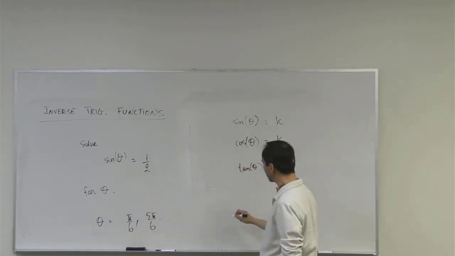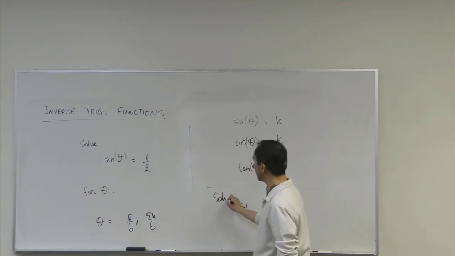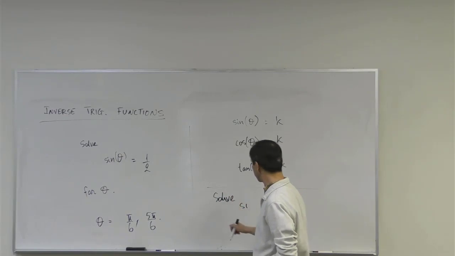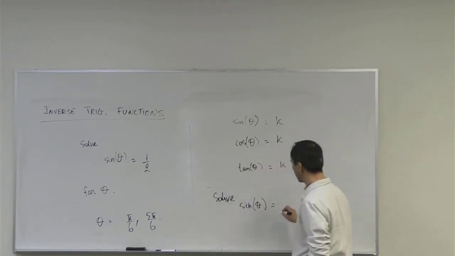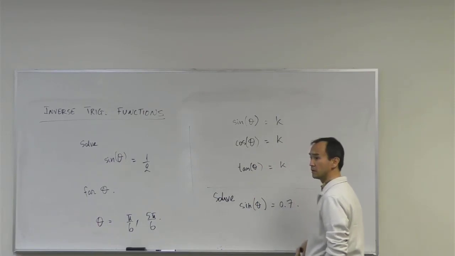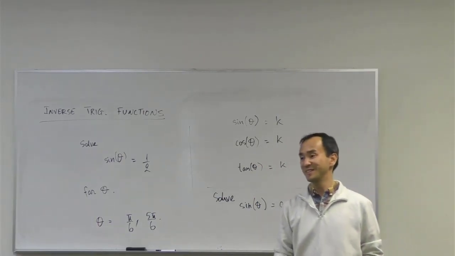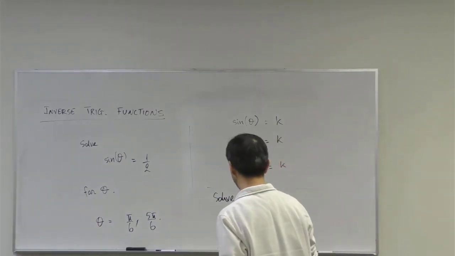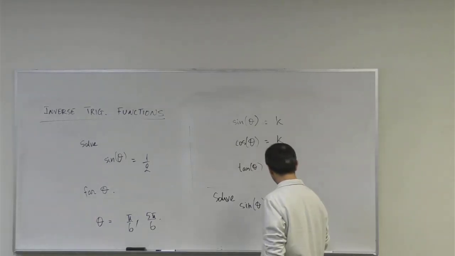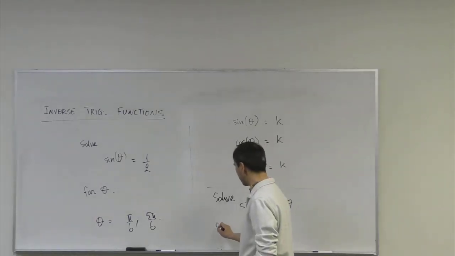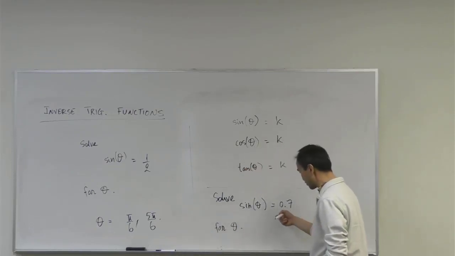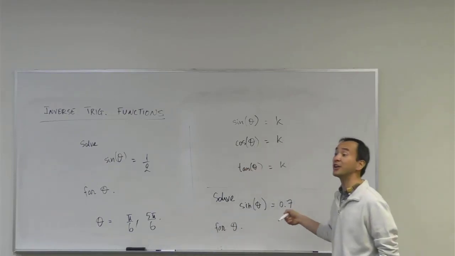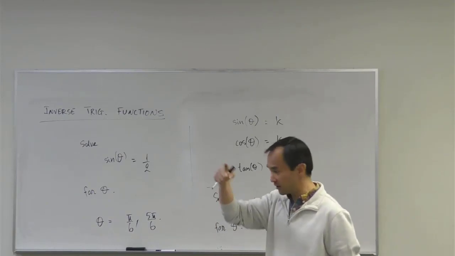Now, what if I ask for something like this? I want you to solve again, a very similar task. We want to solve sine of theta, but instead of 1/2, let's go with 0.7. If we stick with the traditional methods, we want to solve that for theta. Now if we use the unit circle, this is where it gets harder, because the unit circle has reached its limitation.